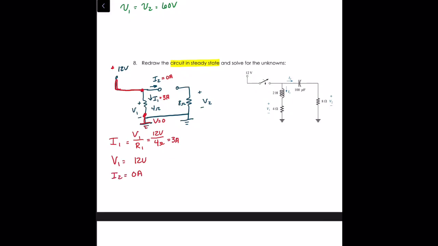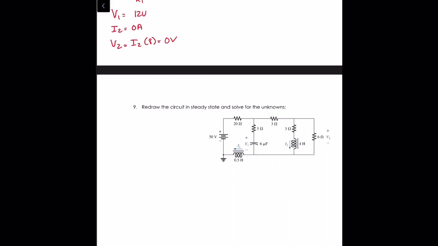So we already discovered that I2 has to be 0 amps. So V2 would be the current through the 8 ohm resistor, which in this case would be I2, except there's an open circuit up here. So we still have 0 current through that 8 ohm resistor. So that's just going to be 0 volts.